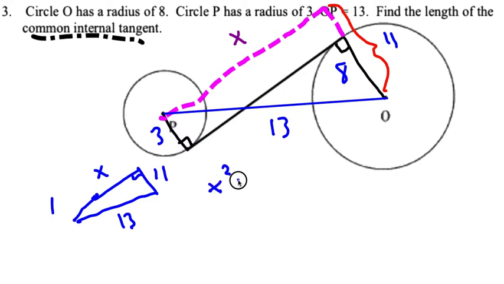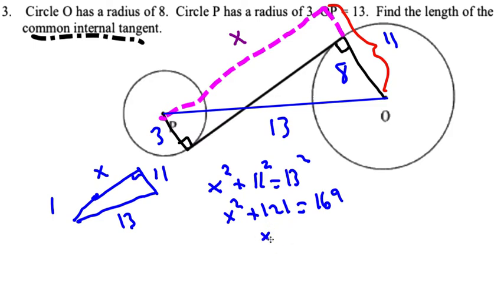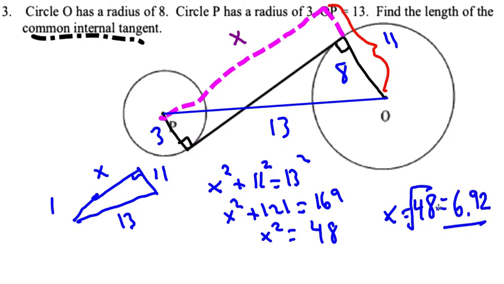Because it's a right triangle, we know x squared plus 11 squared equals 13 squared, so x squared plus 121 equals 169. Then we subtract the 121, which is 48. x equals the square root of 48, aka 6.92. And that is the length of the common internal tangent. Key thing, to set up your right triangle, one of the legs is the sum of the two radii. That is, you add the two radii.